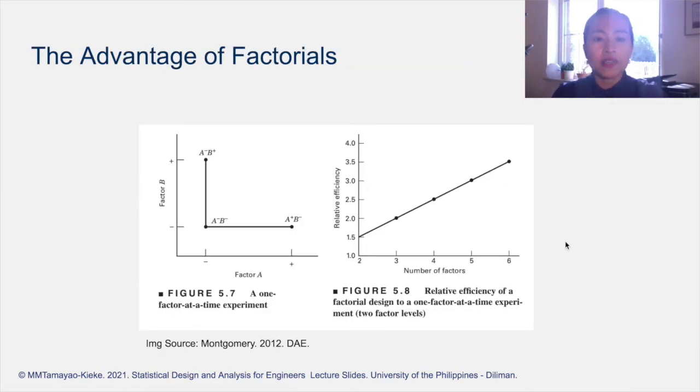Now this illustrates the relative efficiency of a factorial design to one-factor-at-a-time experiments. As you can see, as we increase the number of factors, the relative efficiency goes up. You can see this on the graph to the right. For example, at 2 factors, we need 4 observations for factorial experiments and 6 for one-factor-at-a-time experiments, and so on. So at 6 factors, you can see that the relative efficiency of factorial experiments is actually 3.5.